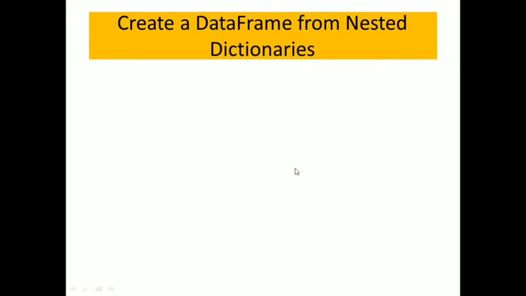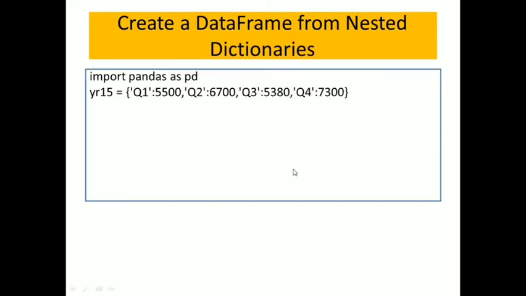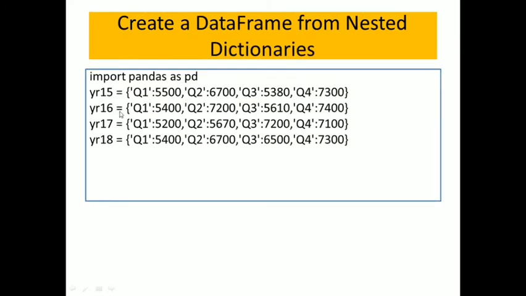Now creating data frames using a nested dictionary. If we see this example here, we are creating 4 dictionaries, year 15, year 16, year 17, year 18, and individually in each dictionary we are keeping the sales of 4 quarters. So Q1, Q2, Q3, Q4 are the keys, and these 5500, 6700, 5380, 7300 are the sales in that quarter. So these are the values.